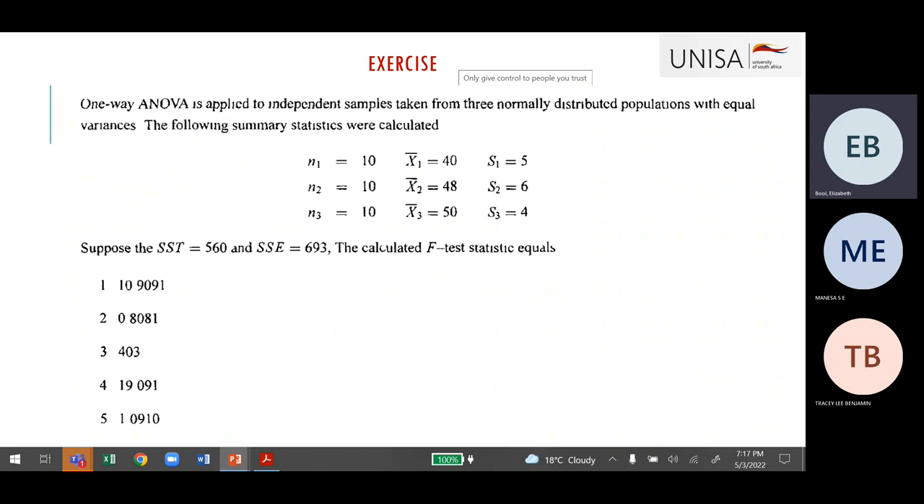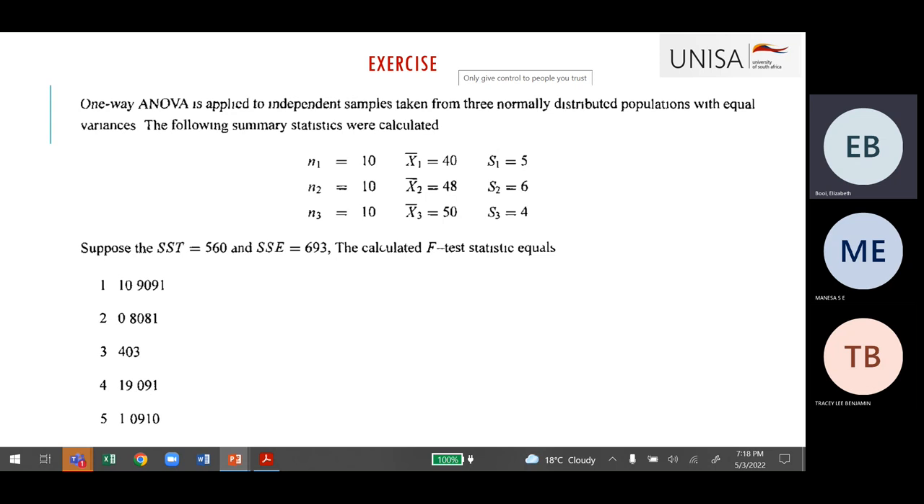And this is another example of how they can ask questions in the exam. If you look at this, they give you some details about the one-way ANOVA, some calculations that they already did. They give you your N, your mean, your standard deviation. You don't even need the standard deviation, S1, S2, S3, but they give you that. Then they also give you your sum of squares total and sum of squares error, and they're asking you to calculate your test statistic.